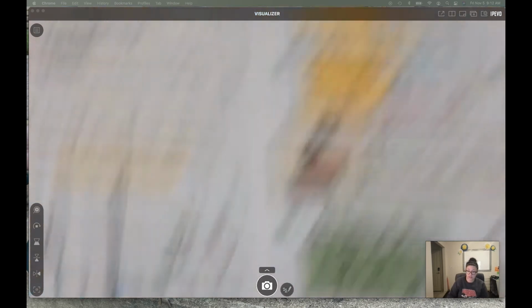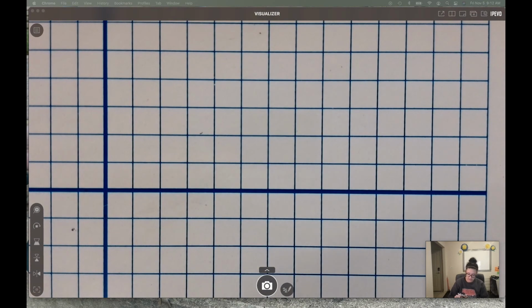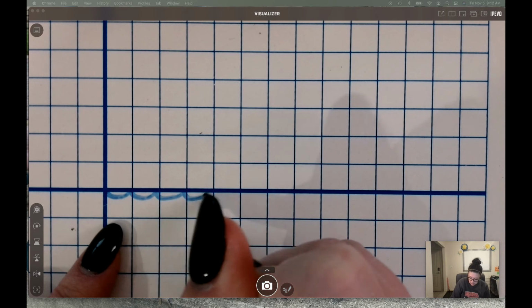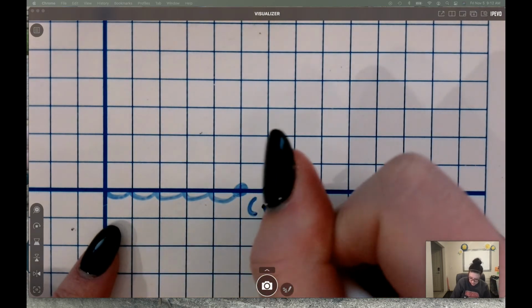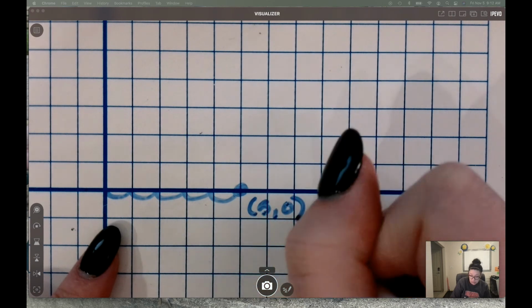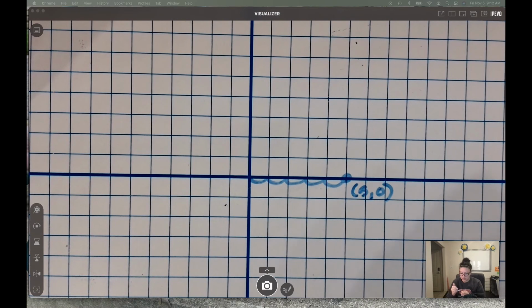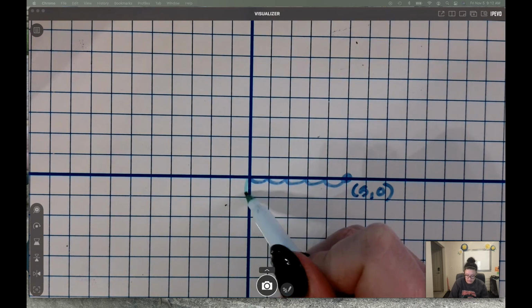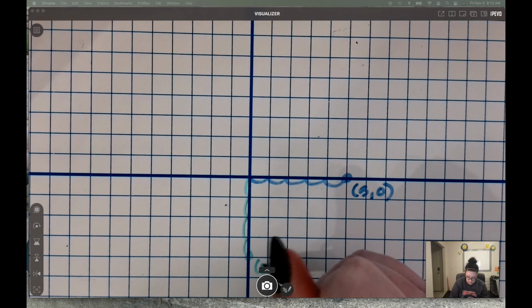So let's plot these points and see what happens. The first one is 5, 0. So I go over 1, 2, 3, 4, 5. And then 0, I don't go anywhere. Let me label this 5, 0. The next point that we did was 0, -4. So 0, we don't go anywhere, left or right. We just go down 1, 2, 3, 4. So this is 0, -4.